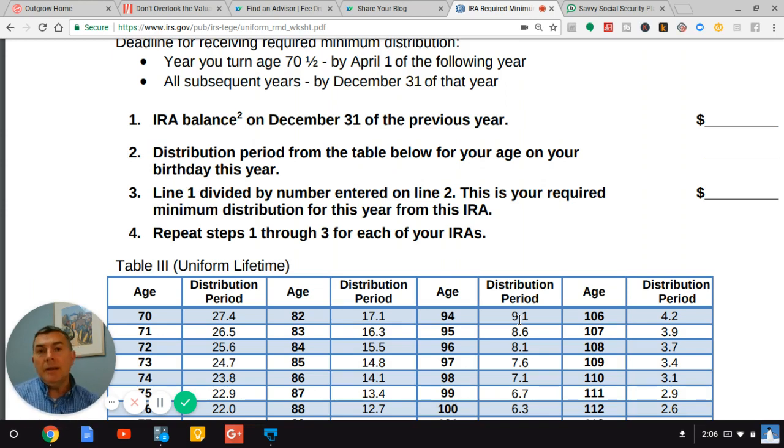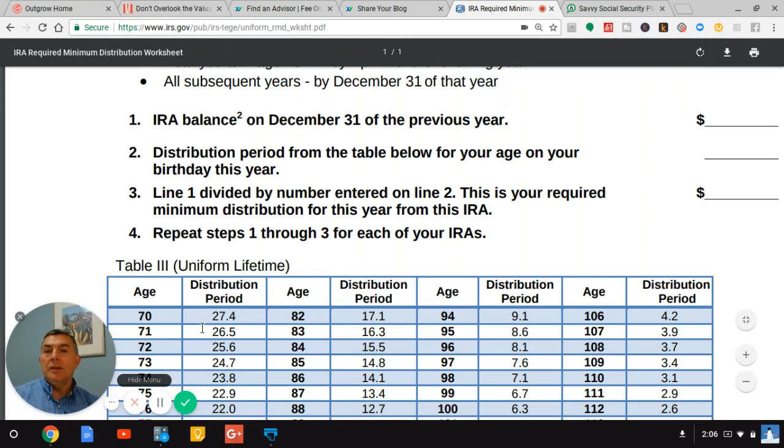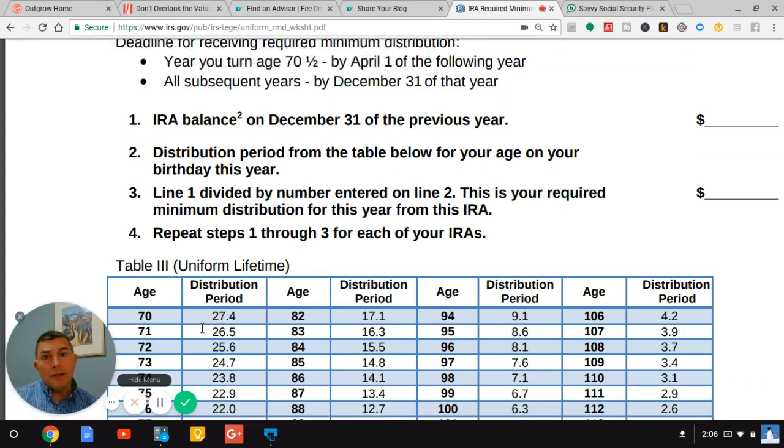All right, so that's how RMDs work. The initial stage of required distributions is actually quite low. So most likely, unless you're invested very, very conservatively or unless the markets collapse, you'll still be adding capital to your portfolio unless you take out more than you're making. Generally speaking, from a required minimum distribution, you're going to take your minimum out, which is 3.7%. The next year, right here, 26.5: 1 divided by 26.5 is 3.77%. 1 divided by 25.6 is 3.9%.